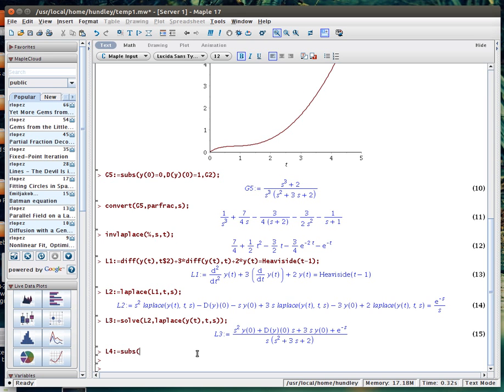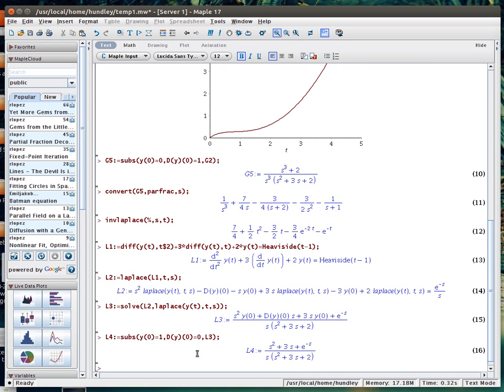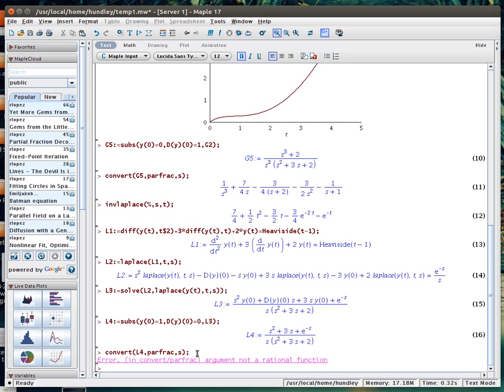So we'll substitute some values in. Maybe y of 0 equals 1 and dy of 0 equals 0. We'll substitute that into the previous expression. And now, if I tried to do the partial fraction decomposition on this directly, MATLAB's going to complain, and it's because it's not a rational function. The reason it's complaining is this e to the minus s power right there.